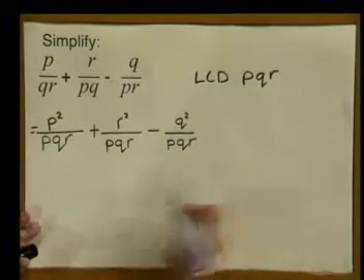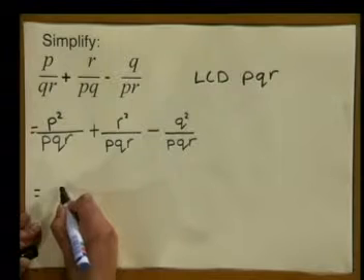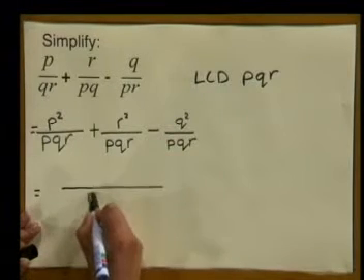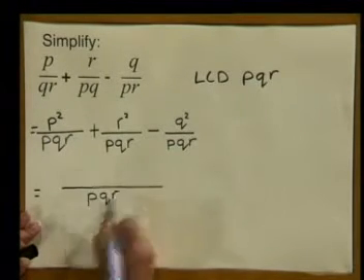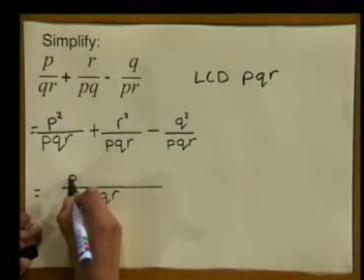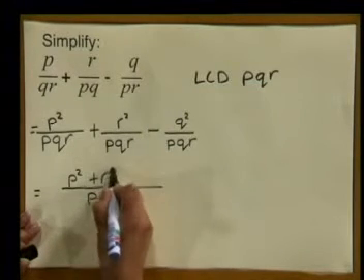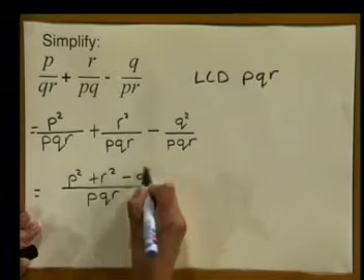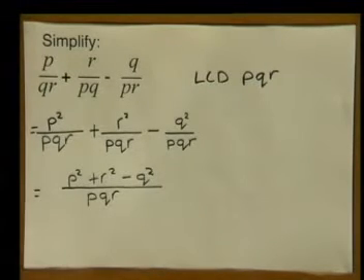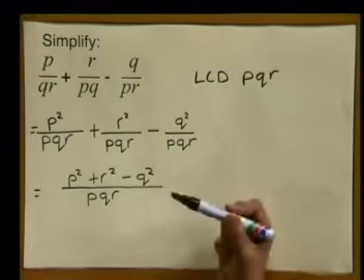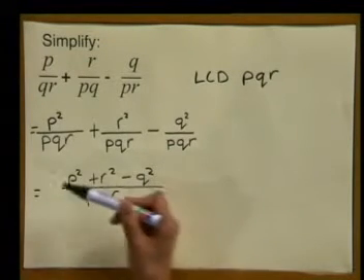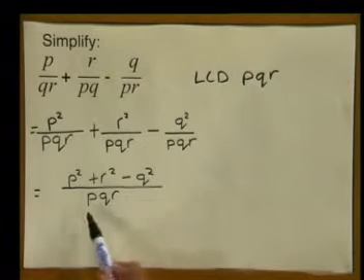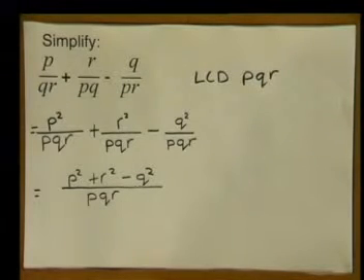Now we can write one fraction instead of three separate fractions. So our denominator is PQR, and we are going to get P squared plus R squared minus Q squared. Now we cannot simplify this any further because there are no common factors to cancel. There are three terms in the numerator and there are three factors in the denominator, so we cannot cancel. So this is our final answer.